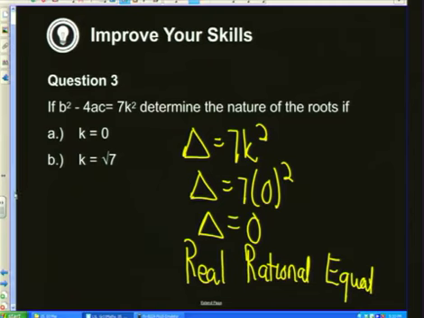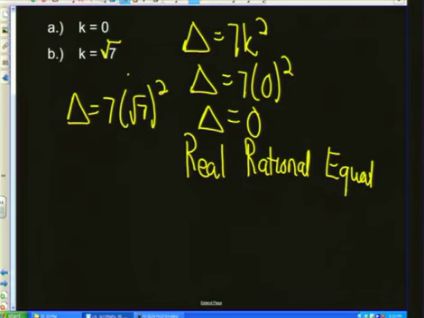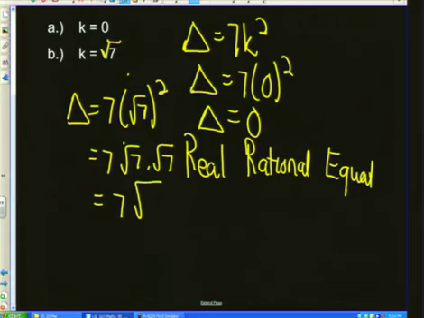All right, good. So now the next one says, what would happen if k was the root of 7? So now your delta is 7 times the root of 7 squared. Hopefully you're okay with this, but I'll do a little bit of a method. That would become root 7 times root 7, which is 7, and that will become the root of 49, because you can multiply the roots inside together, which is 7 times 7, which is 49.